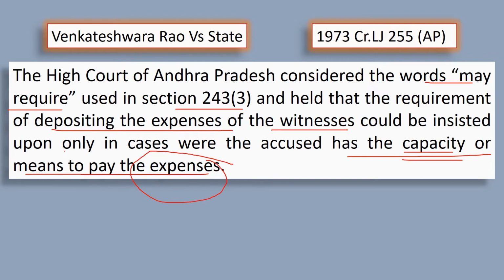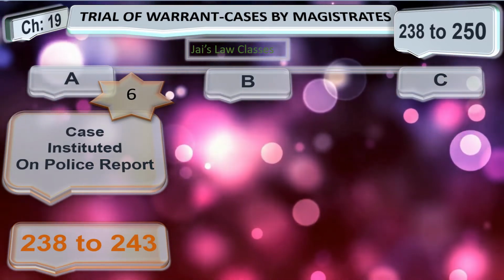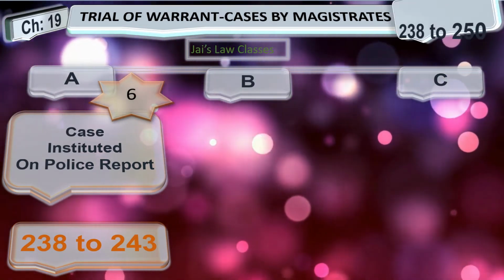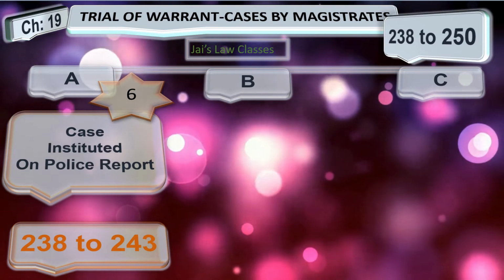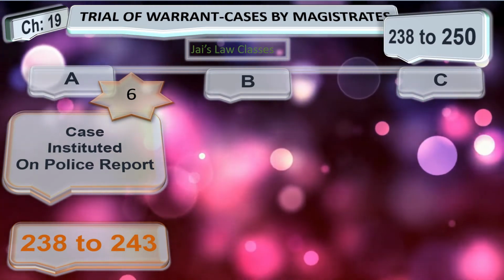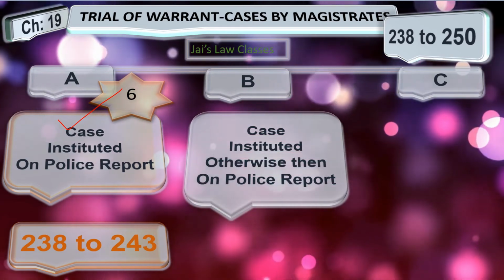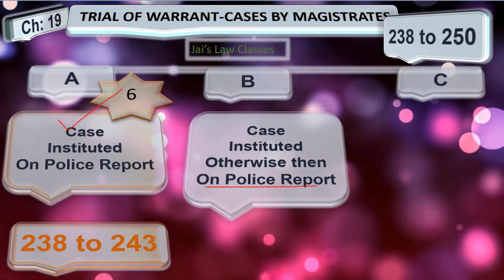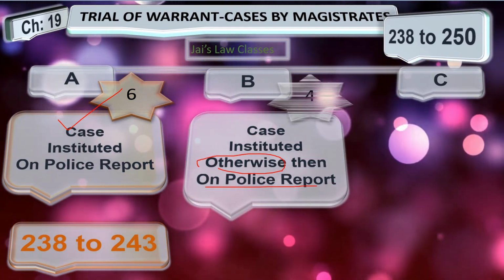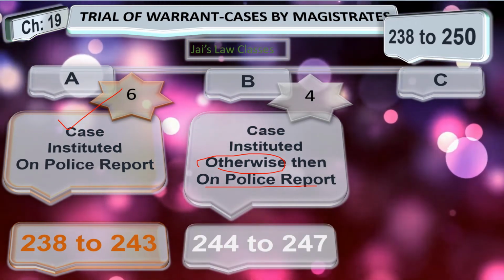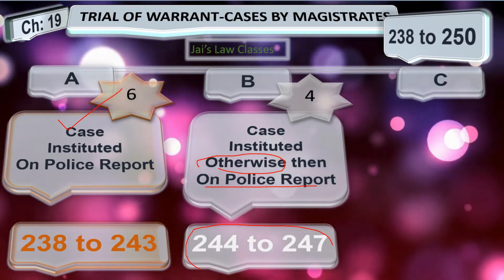So chapter 19, trial of warrant cases by magistrate, starts from section 238, ends with 250. Part A we already covered. Now we come to part B. When case is instituted otherwise than on police report. It has got 4 sections, section 244 to section 247. Let's cover it up.